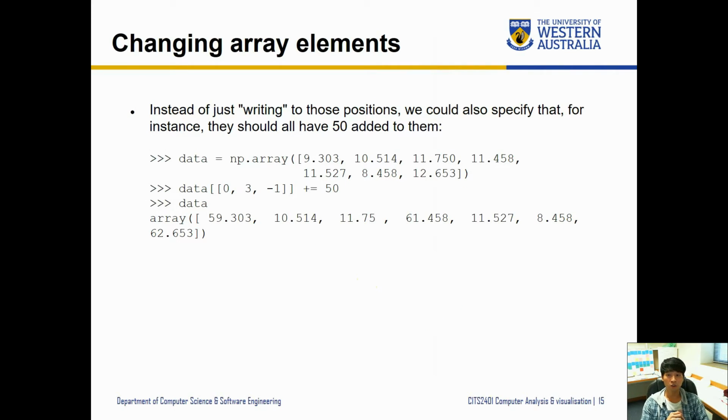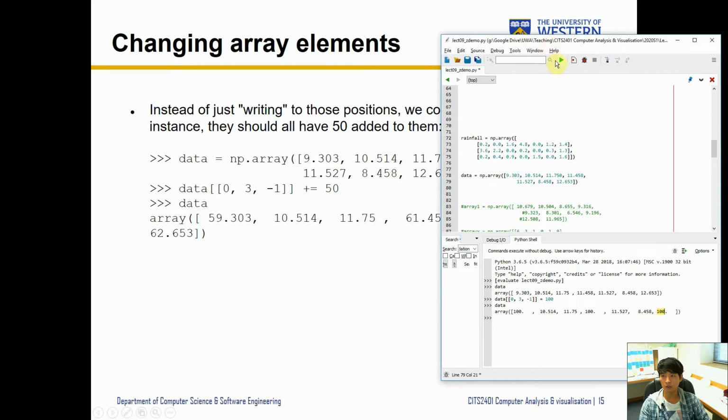Instead of just writing to those positions, we could also specify that, for instance, they should all have 50 added to them. So this modifies not to a new value, but by adding some specific value on top of the existing ones. Let's reset our data array. We do something similar to before, but now use the plus equal sign. What that does is add the value we specify here to the existing value.